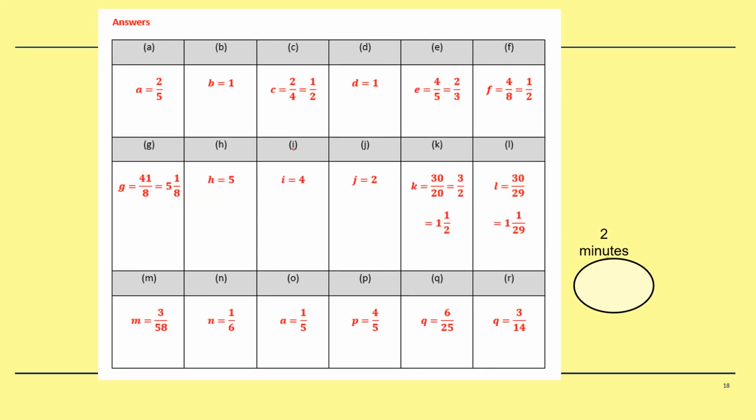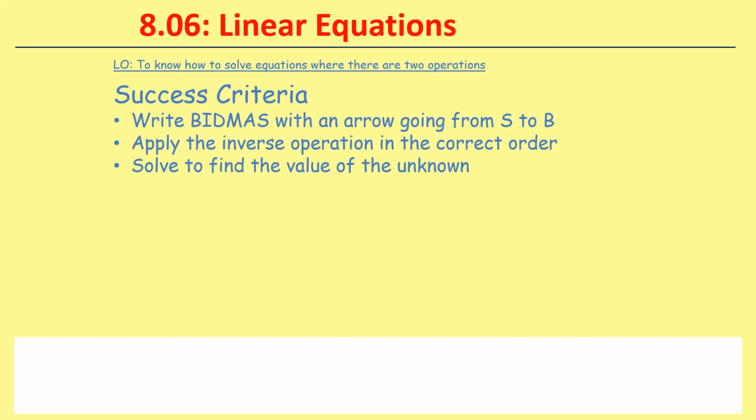Here's the answers. So use a different coloured pen to mark your work. So your success criteria for this lesson was that you were able to do BIDMAS in reverse. So if it was 2x plus 3, we had to take away 3 and then divide by 2.